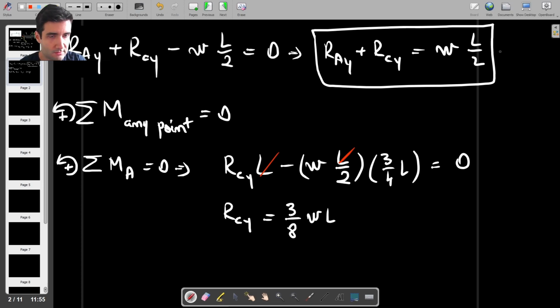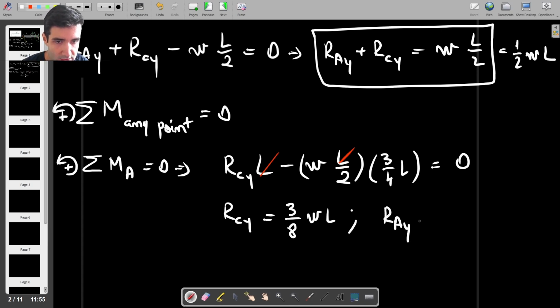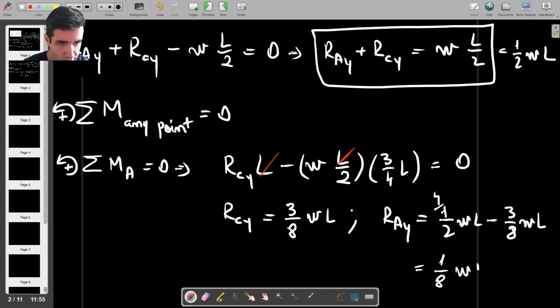Right? And just for consistency, I'm going to write this as 1/2 WL, which means that the reaction force at A, so RAY, is going to equal half WL minus 3 over 8 WL, and this should be, let's see, we have 1 over 8 WL. And those are the two reaction forces.